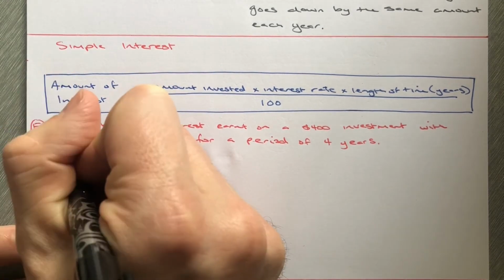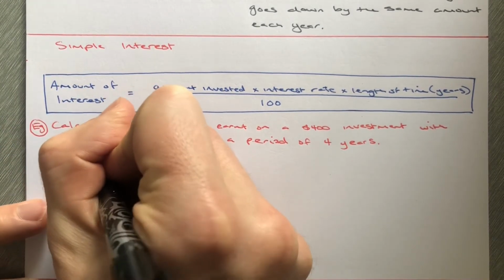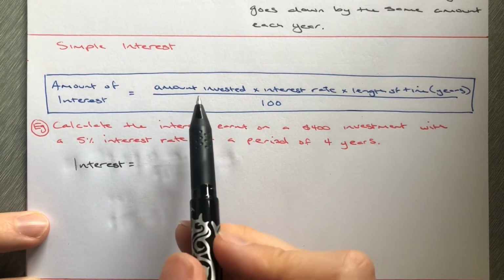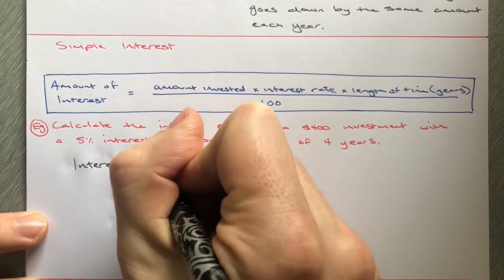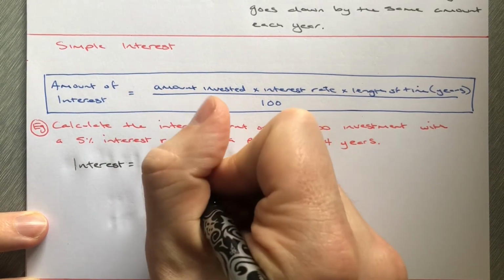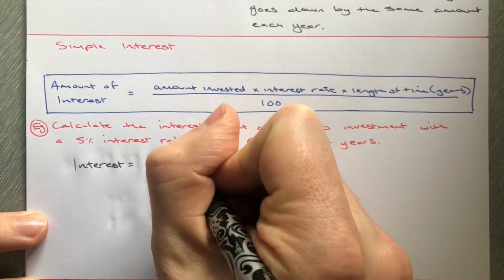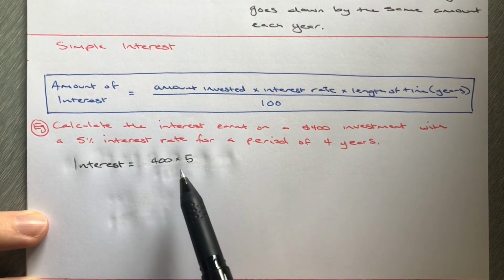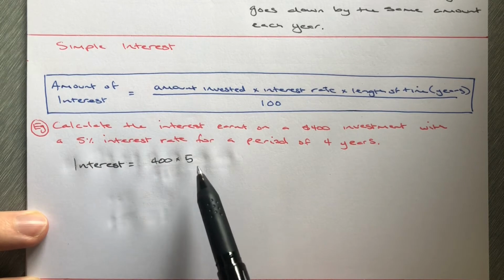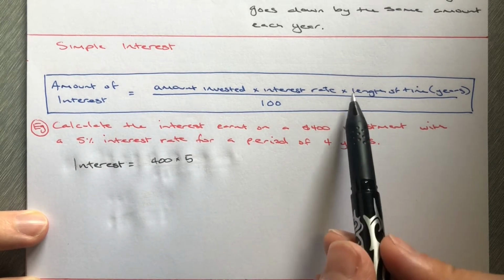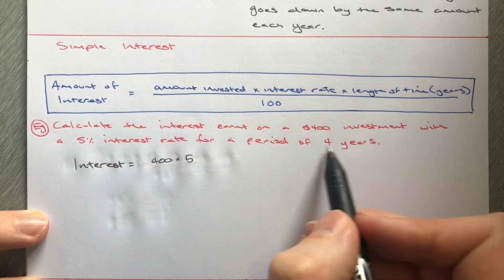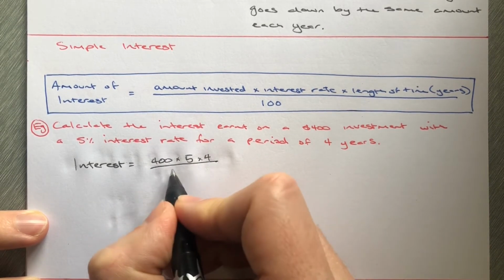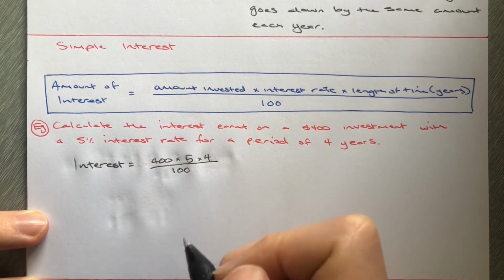So we're trying to work out the amount of interest, and it's the amount invested, which is 400, multiplied by the interest rate, which is 5%. Now you just write it as a full number there. So if it's 50%, you'd write 50, but we've got 5%, so we write 5. And then we need to times it by the length of time, and they told us that's 4 years. There we go, and divide all that by 100.